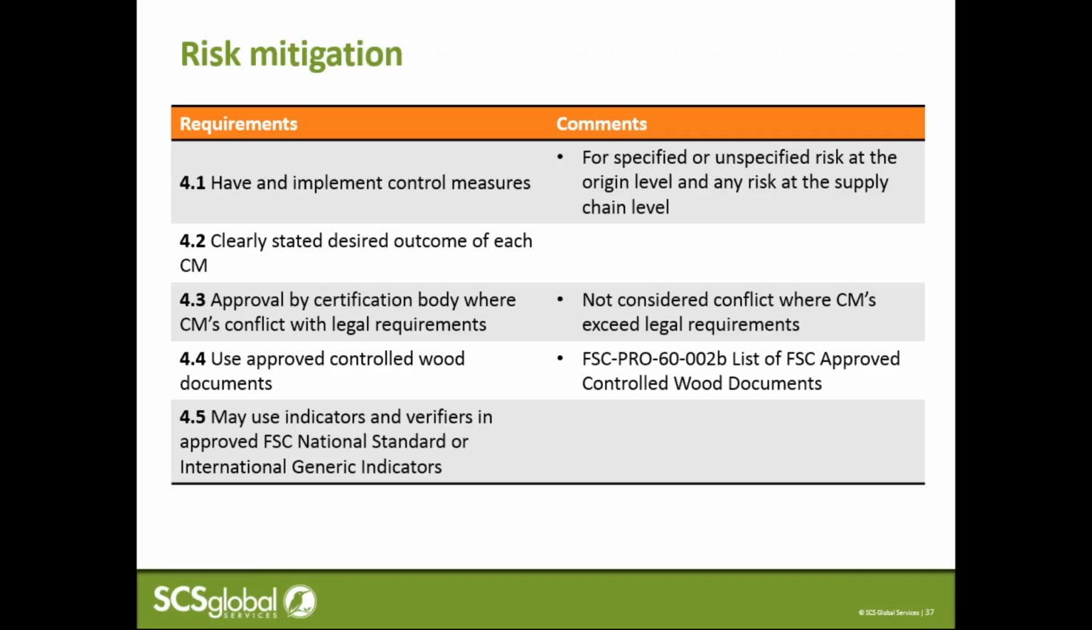The very first requirement of this section is to have and implement control measures at both the origin and supply chain levels. The certificate holder is required to clearly state the desired outcome of each control measure. Also, where adequate control measures may conflict with legal requirements, alternative control measures will need to be approved by the certification body. When establishing control measures, certificate holders are required to use the approved controlled wood documents in the FSC procedure indicated here. Certificate holders may use indicators and verifiers in an approved Forest Stewardship National Standard or International Generic Indicators.